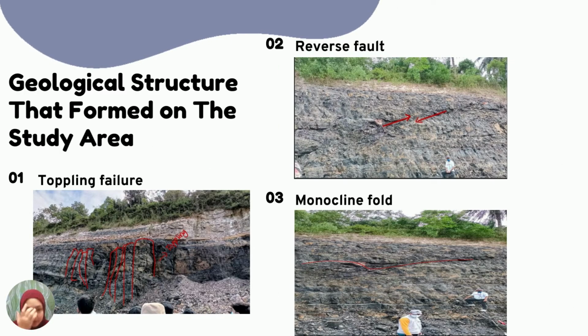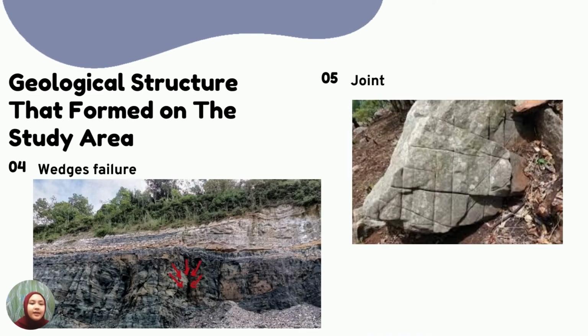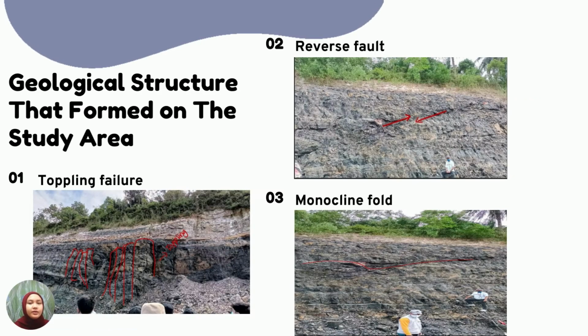So the next part is the geological structures that form in the study area. We have found 5 geological structures in our study area, which are toppling failure, reverse fault, monocline fault, wedge failure, and joint. So what is toppling failure?